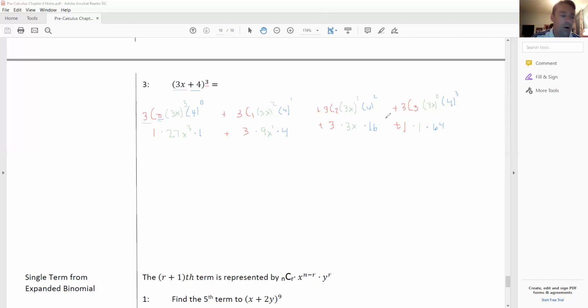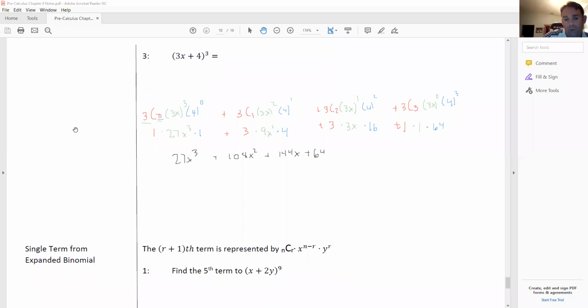So if we were to expand it all the way out, we end up with 27x cubed plus 108x squared plus 144x plus 64. So the binomial expansion theorem is kind of a cool little thing. It just allows us to multiply these out a little bit quicker to get those things that we really want.